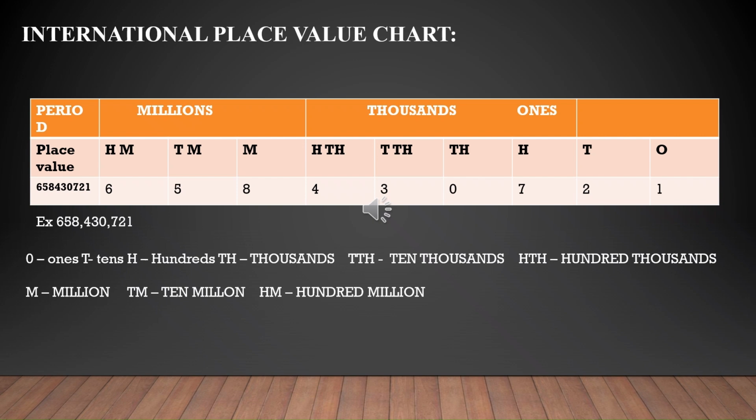What is the digit in the 10,000 place? It's 3. Place 3 in the 10,000 place. What is the digit in the 100,000 place? Place 4 in the 100,000 place. Then what is the digit in the millions place? It's 8. Place 8 in the millions place. Then the 10 million place is 5, and the 100 million place is 6. How will you read the number? You will read the number as 658,430,721.